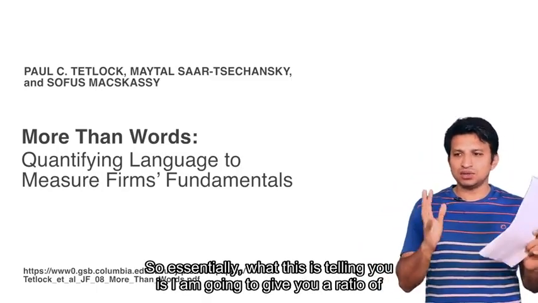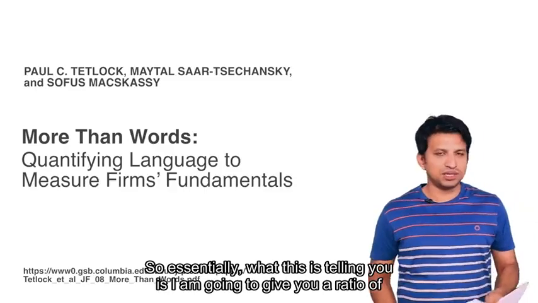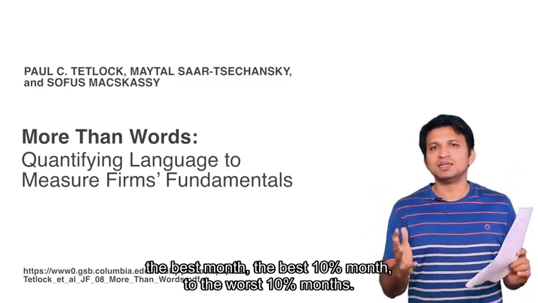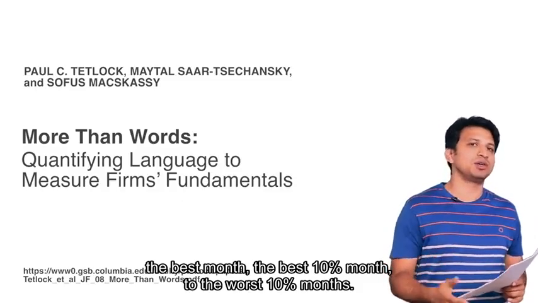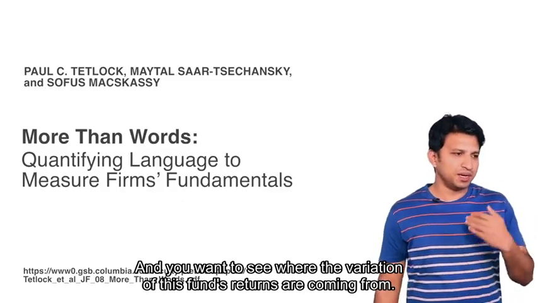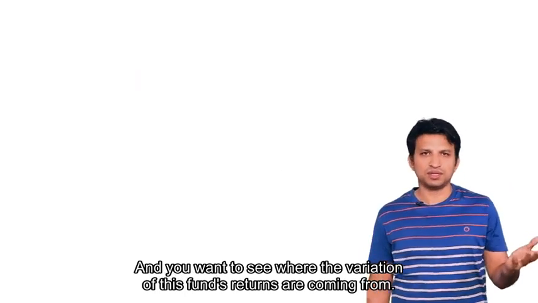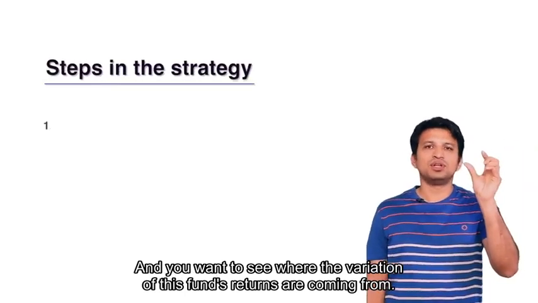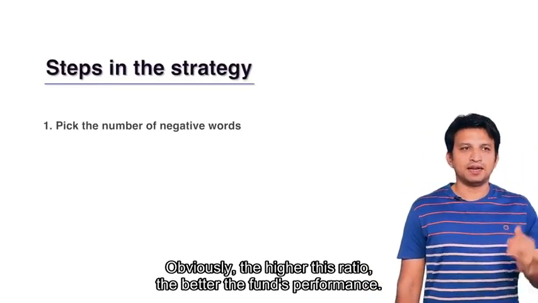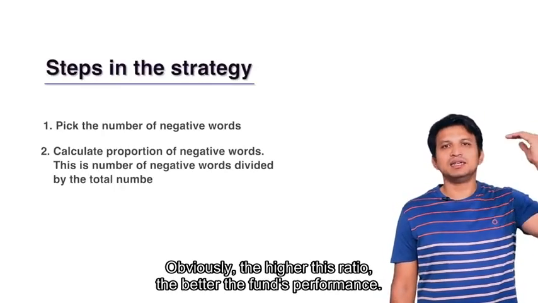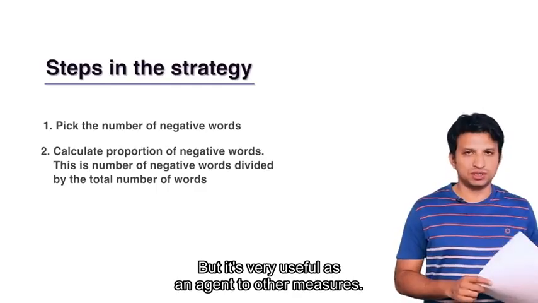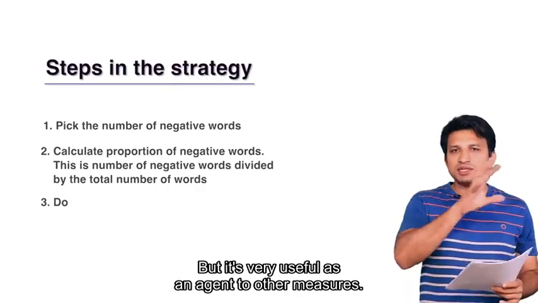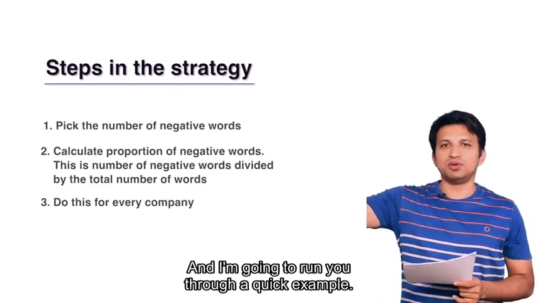What he does is he looks at, no, there are three authors here. So they look at the language that is used by media reports about a company. So they look at media reports, say, of any company, say Microsoft. So they pick up the number of negative words, and then they calculate number of negative words by total words. So this proportion of negative words. Now this they do for every company available out there.